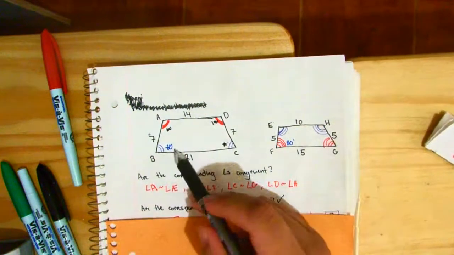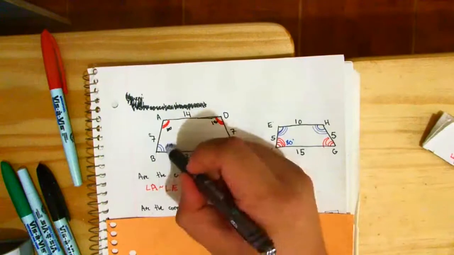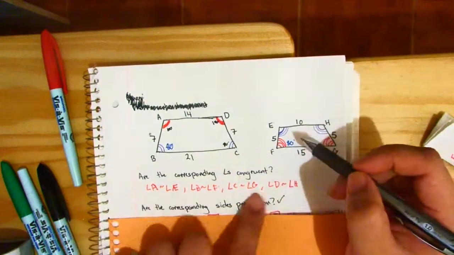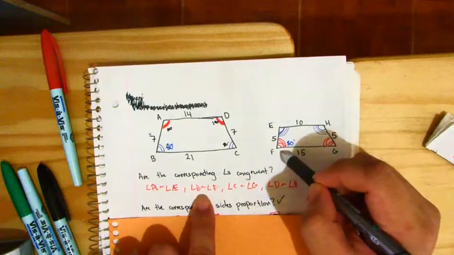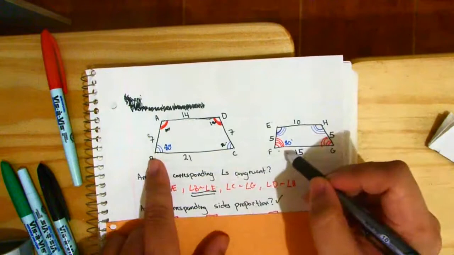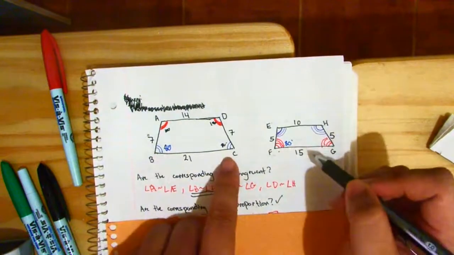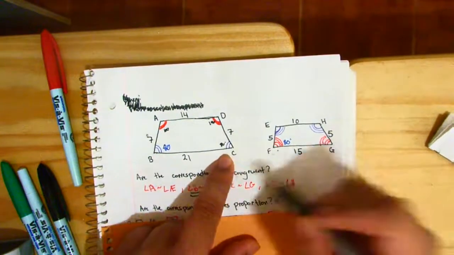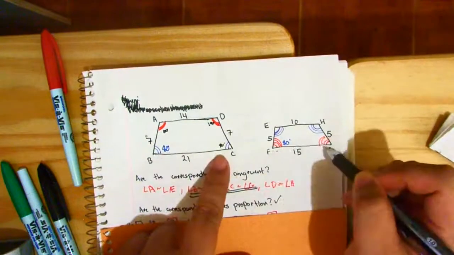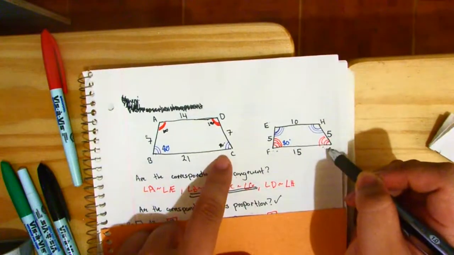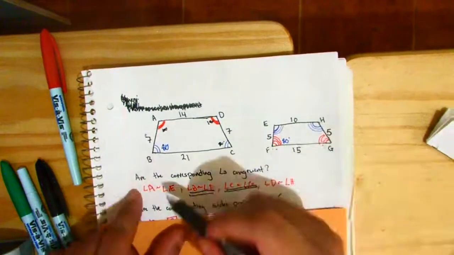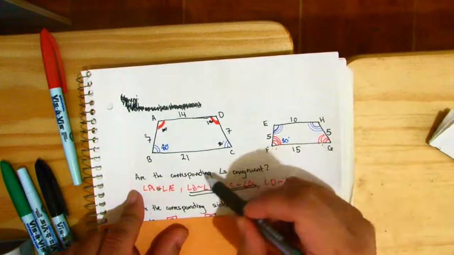So with this fact alone, since we know that this is 80 and this is 80, we can already say angle B and angle F are congruent because they're both equal to 80. And we know that angle C is congruent to angle G. Why? Because base angles are congruent. If this is 80, then this other base angle is going to be 80 as well.